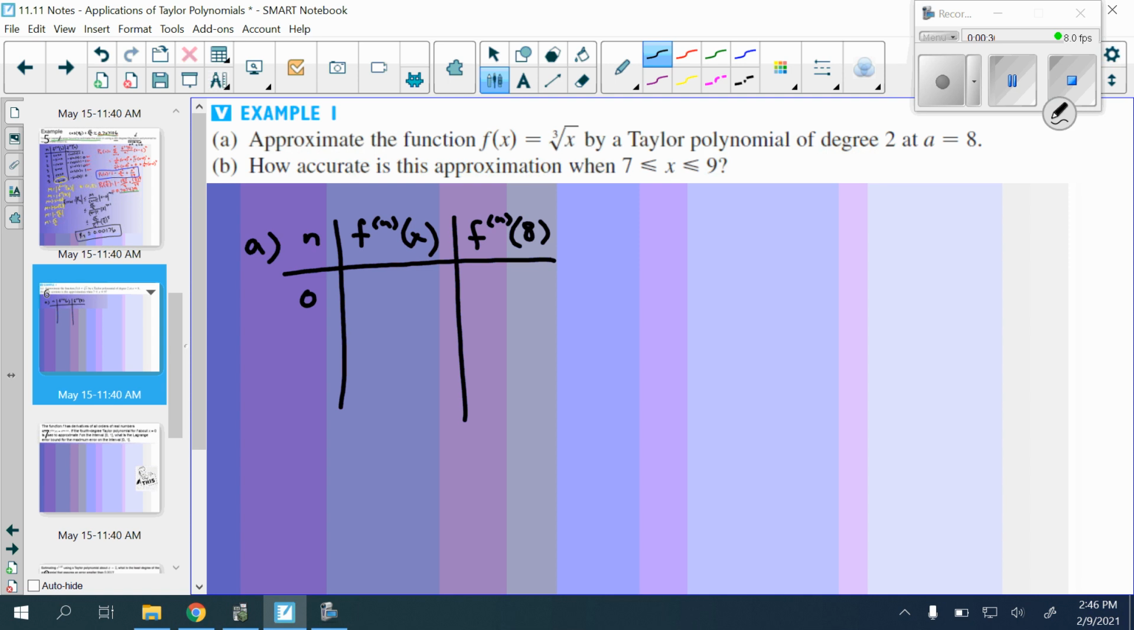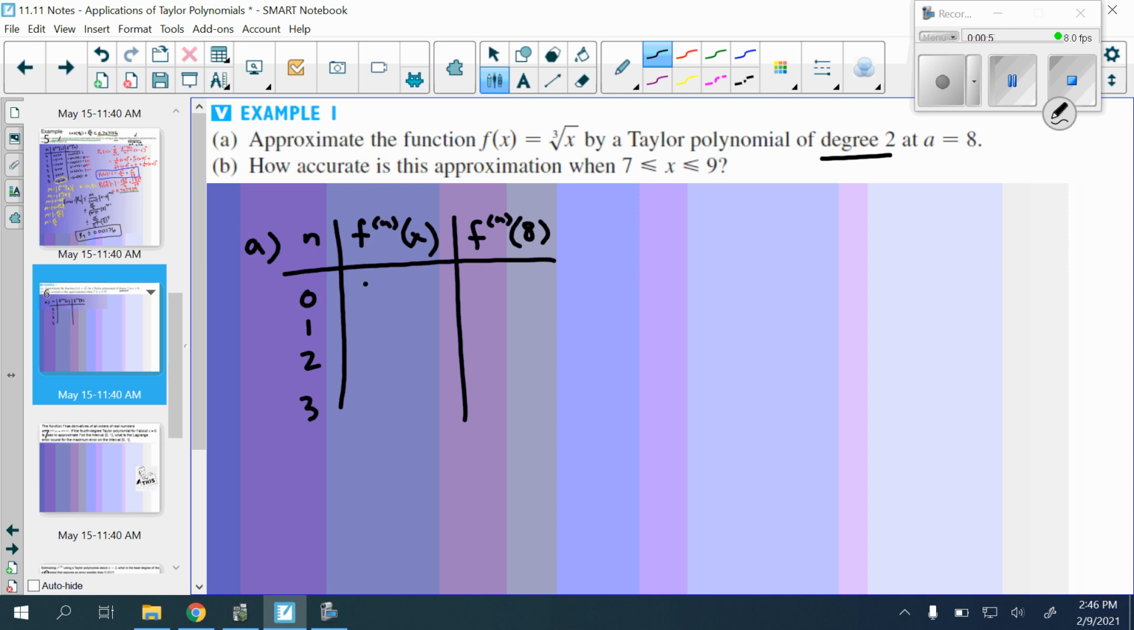All right, so we're going to want to find the original function, first derivative, second derivative, because we're doing a degree 2. I'm going to go one further in finding derivatives, though, because when we hit our next part with our error, it's the next one up. So I'm going to also find that. All right, so let's go through and find these.